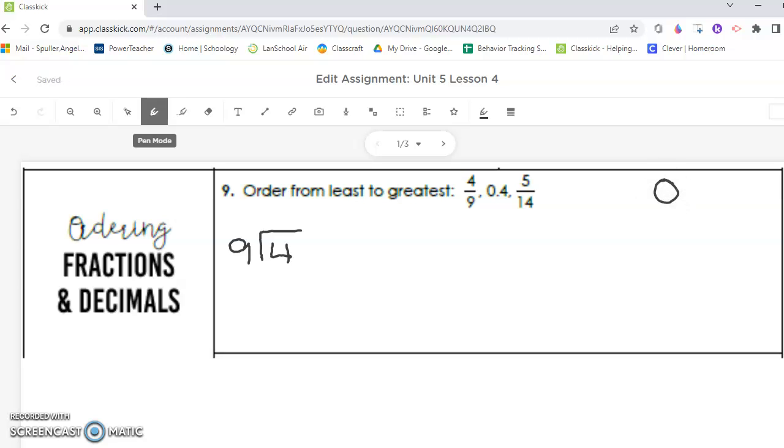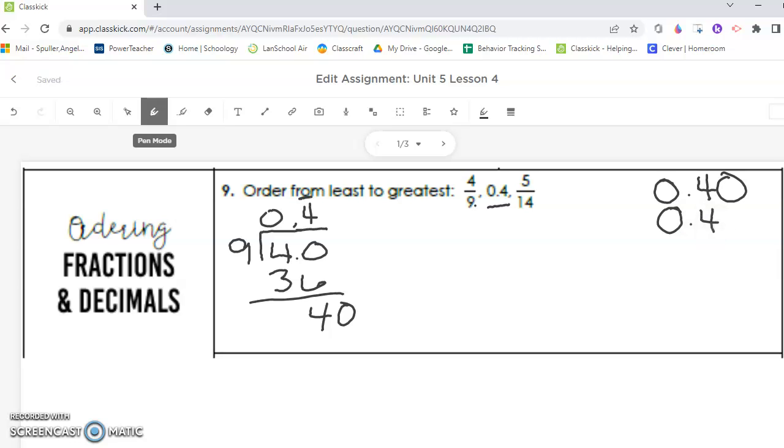Okay, so I have 0.4 first. I'm going to put all my fractions in order. So 9 can go into 44 times because that's 36. Oops, that gives me 4. So again, 4 is going to repeat. So this is like saying 0.4 here, and this one here is like saying 0.44. And then 5 divided by 14.